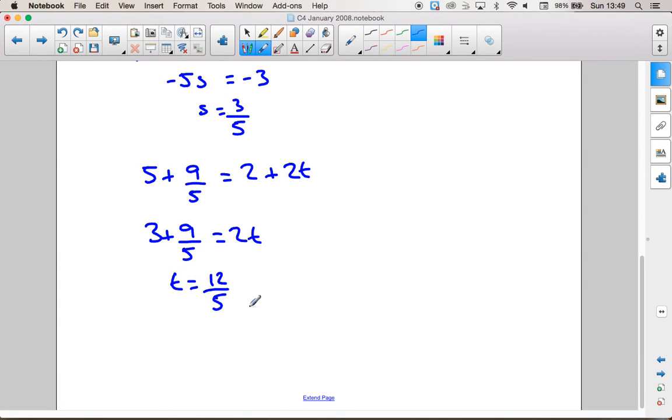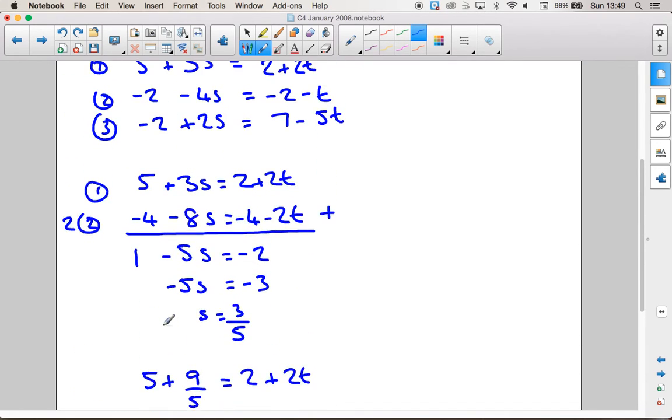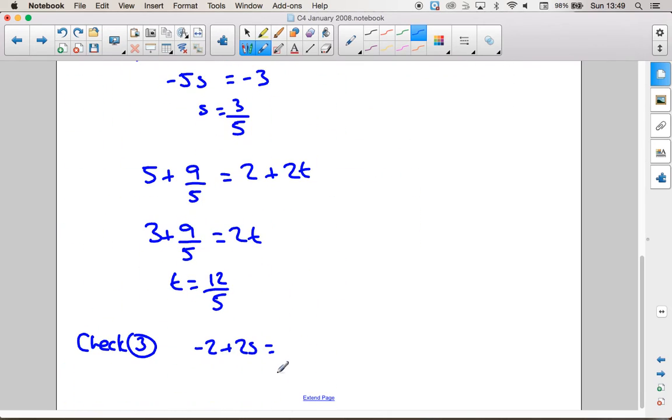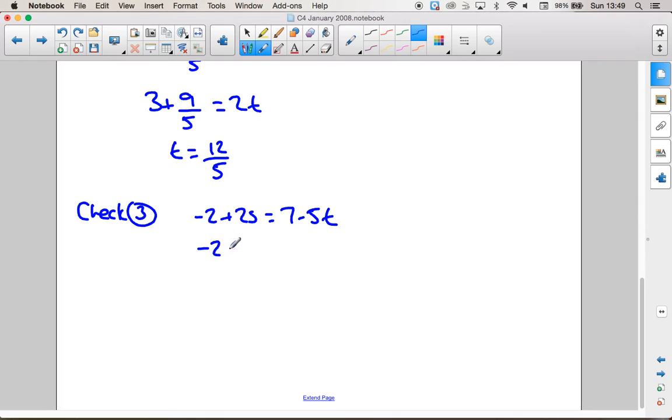So let's now go and check if that works on number 3. So equation 3 was minus 2 plus 2s equals 7 minus 5t. So that's minus 2 plus 6/5, because s is 3/5, equals 7 minus, well that's going to be 12. 12/5 times 5 will be 12.